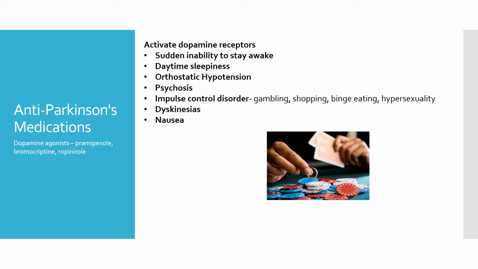Next, we have the dopamine agonists, such as pramipexole, bromocriptine, and ropinirole. These are going to activate dopamine receptors, but can lead to the sudden inability to stay awake. They're that drowsy. Then daytime sleepiness, orthostatic hypotension, psychosis again, dyskinesias again, and some nausea. The difference here is going to be the impulse control disorder. So suddenly, they now have a gambling, shopping, binge eating, hypersexuality. They're focused so much on something, and that they just cannot control their impulses. If they're given a wager or a bet, like you see in this picture, he's gambling his wedding ring. This is impulse control. They cannot control themselves anymore. They cannot say no.